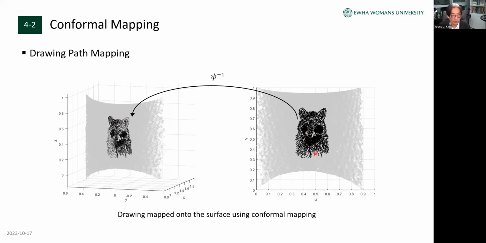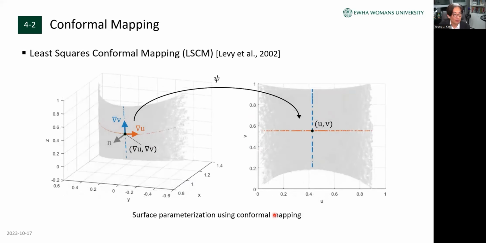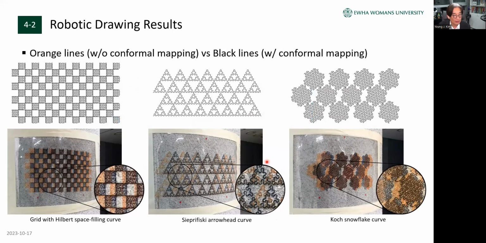So we follow the typical computer graphics solution, which is conformal mapping. More precisely, we've been using the least squares conformal mapping to minimize angle distortions. And this is some result.